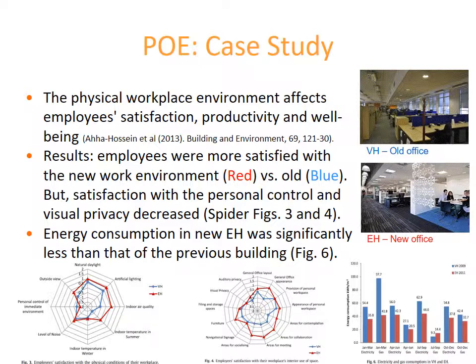graphs, what they show is that in most areas there were improvements, but on the left you can see that the red is narrower in terms of personal control of the immediate environment. That means there was a reduction in the satisfaction regarding personal control. And if you look at figure 4, there was also no improvement in terms of satisfaction with the visual privacy.